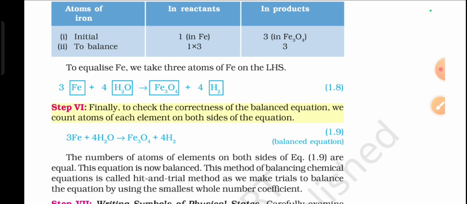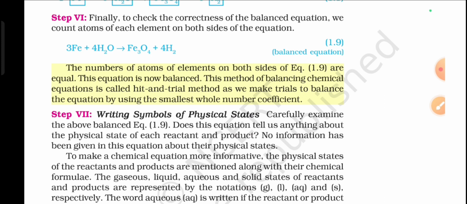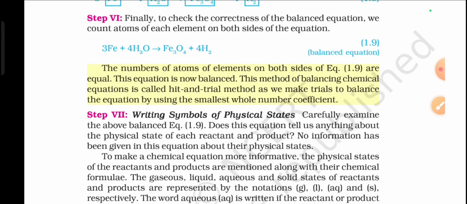Step VI. Finally, to check the correctness of the balanced equation, we count atoms of each element on both sides of the equation. 3Fe + 4H2O → Fe3O4 + 4H2. Balanced equation. The numbers of atoms of elements on both sides of Eq. 1.9 are equal. This equation is now balanced. This method of balancing chemical equations is called the hit and trial method, as we make trials to balance the equation by using the smallest whole number coefficient.